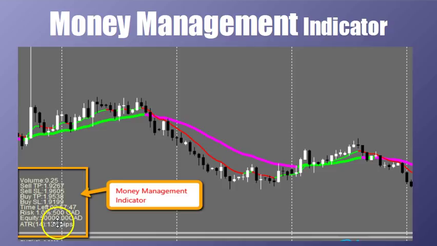I have an account of $50,000 here. And so it's showing me that on any one trade I cannot risk and lose more than $500. And it also then gives you an ATR reading.